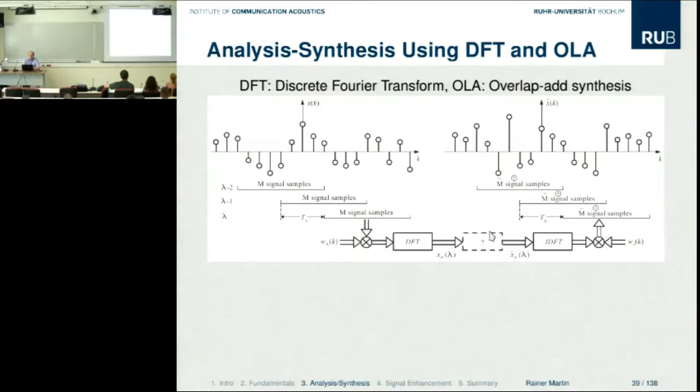Then we can do some kind of processing on these coefficients and then go back to the time domain by using an IDFT and a synthesis window. The time domain samples generated here are then multiplied again by a synthesis window, and that gives us M samples again, which are then overlap-added with the previously processed frames. So here is the frame at time lambda minus 2, lambda minus 1, lambda, and there's a shift between these signal frames or signal segments. So step by step we can process the whole signal by always taking out M samples, multiplying them with a window function, computing the DFT, and then going back through the whole process.